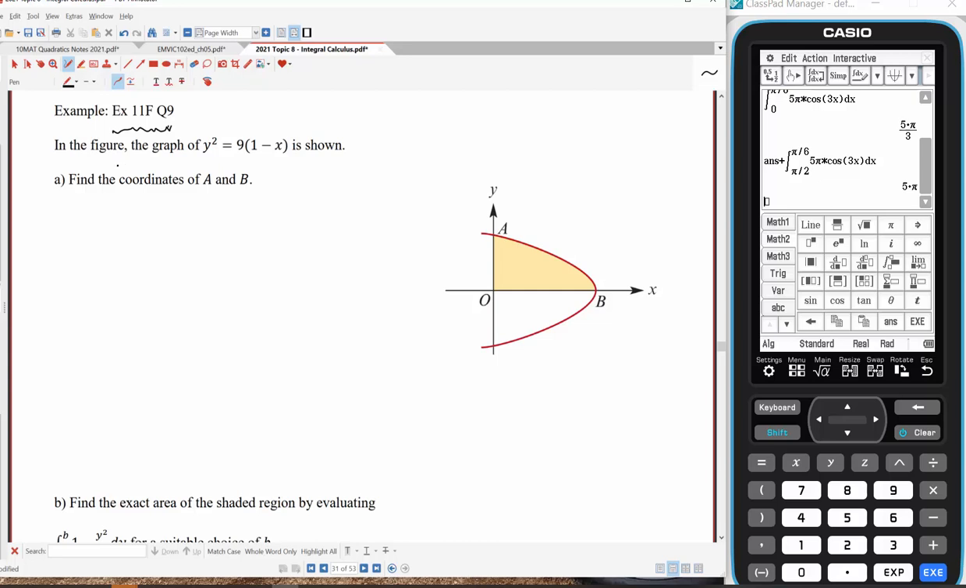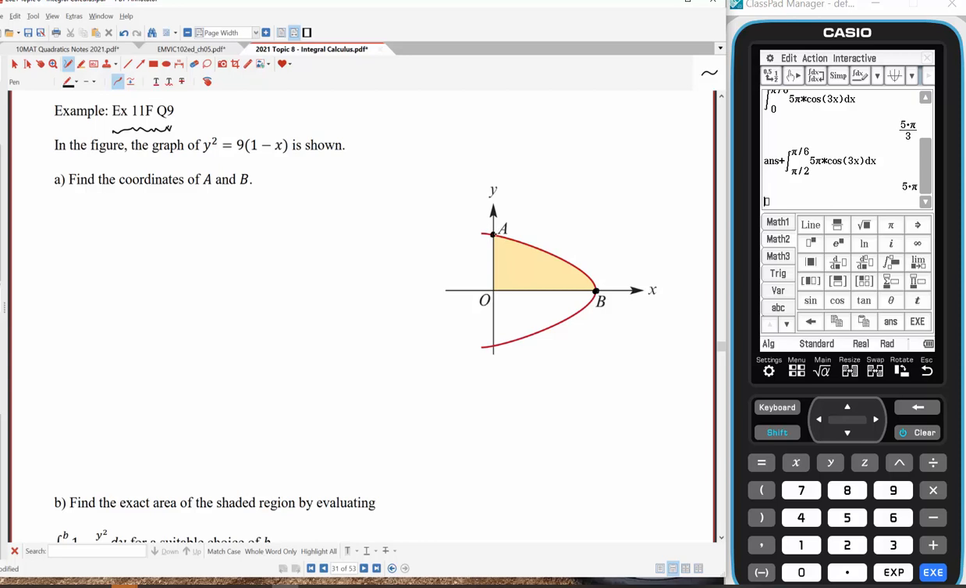So in the figure, the graph of y squared equals 9(1 - x) is shown. Okay, so that's this graph here. It's not a function, it is a relation. And the first thing they want us to do is find the coordinates of A and B. So they want us to find that point there and that point there.